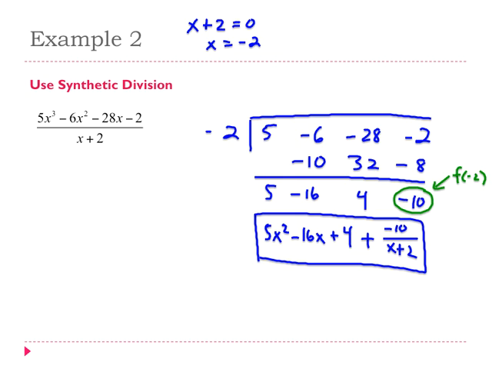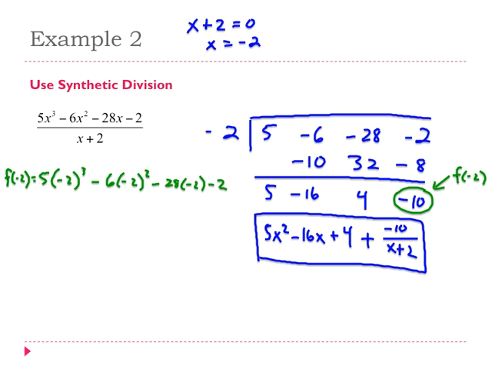Is it possible that that's f of negative 2? Well, let's find out. Let's take this polynomial and substitute negative 2 for x, the top polynomial from the numerator. 6 times negative 2 squared minus 28 times negative 2. Is it possible this actually works? Let's see what happens. So this is how we find f of negative 2 traditionally, right? We just substitute x with negative 2.